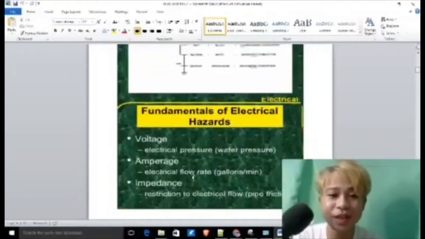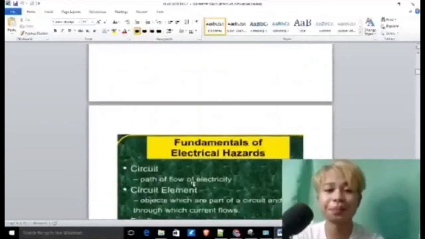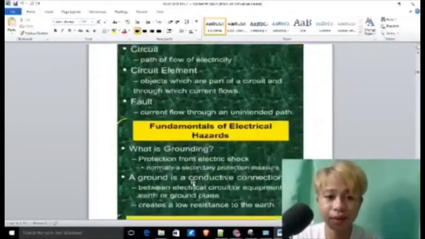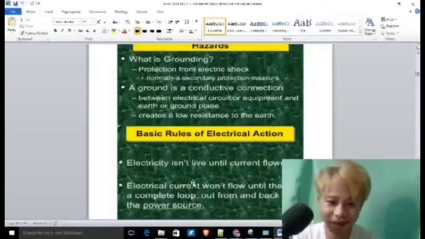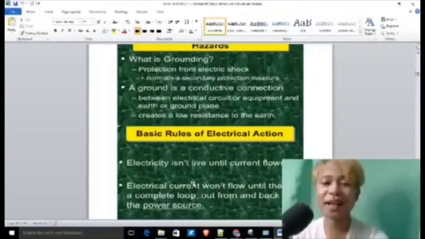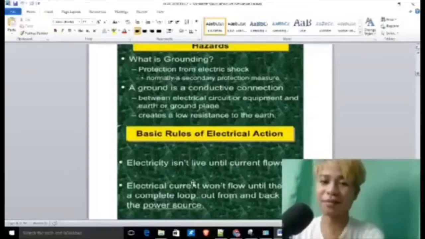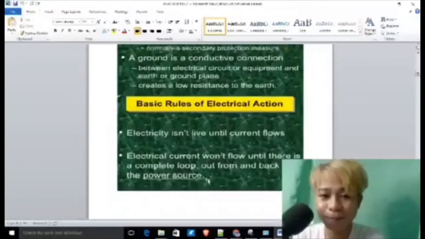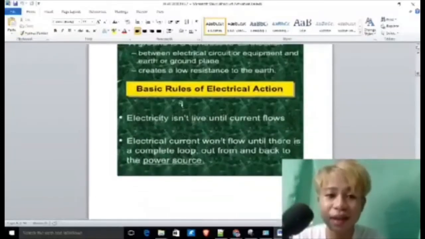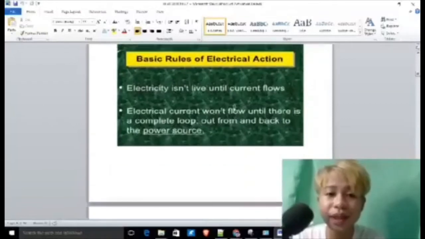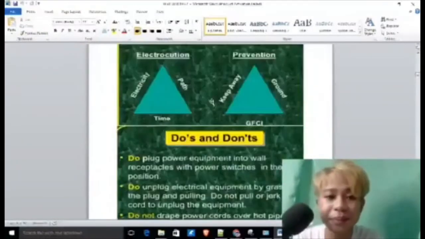So, terminologies, fundamental hazards, electrical hazards. I had read this before, but I did not memorize all of this, I only familiarized myself with it. Basic rules of electrical actions. Yeah, it's very important. Electricity is not lethal until current flows.